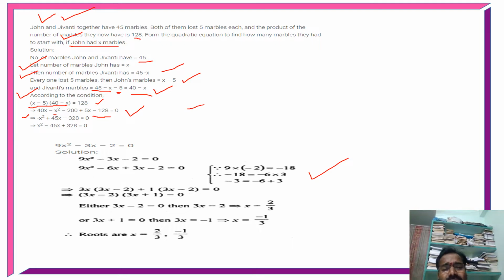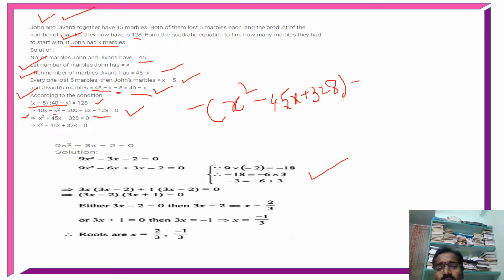So finally we have the quadratic equation minus x square plus 45x minus 328 equals 0. If you factorize out the minus symbol, students, the signs get reversed. Minus will become plus, plus will become minus. So it is changed as x square minus 45x, and after changing the symbol, minus becomes plus, so plus 328 equals 0. So this is the process. If you transpose, it will become the same. So this is the quadratic equation.